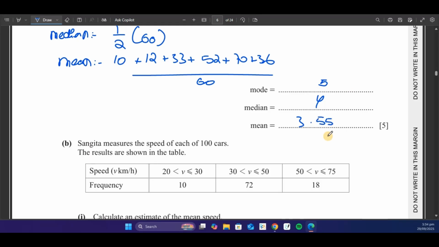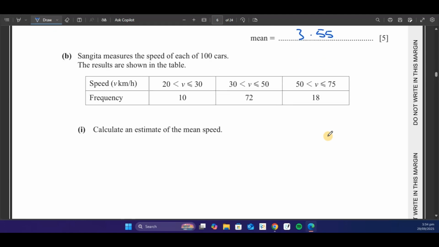All right, perfect. Sangeeta measures the speed of each of 100 cars. The results are shown in the table. Speed 20 to 30, frequency 10; from 30 to 50, frequency 72; and from 50 to 75, frequency 18. So we're just going to take out the middle values, okay? We're going to say x is the middle value because this is a range. So 20 plus 30 divided by 2 is 25, 30 plus 50 divided by 2 would be 40, and 50 plus 75 divided by 2 would be 62.5.